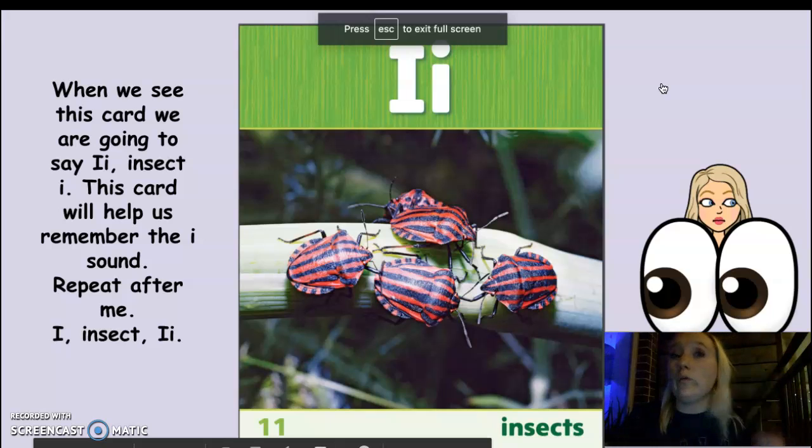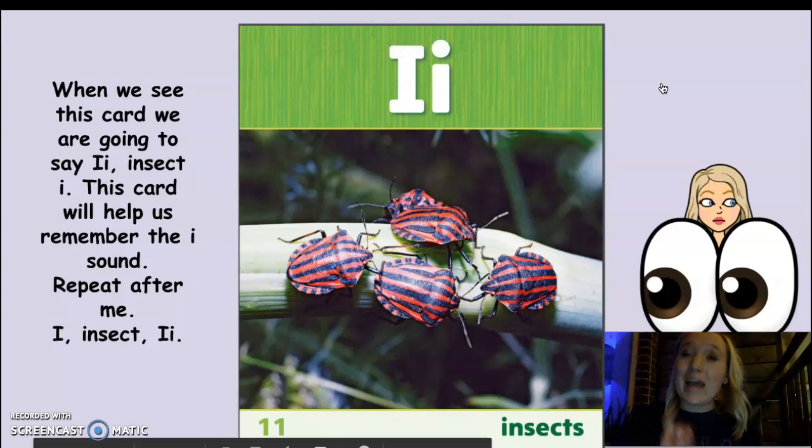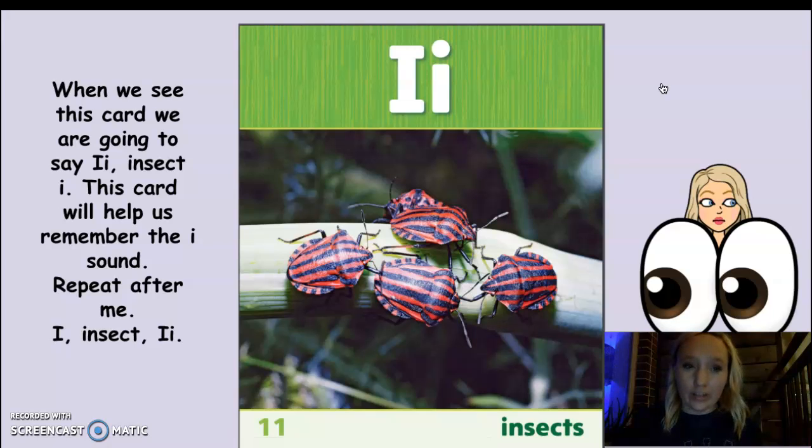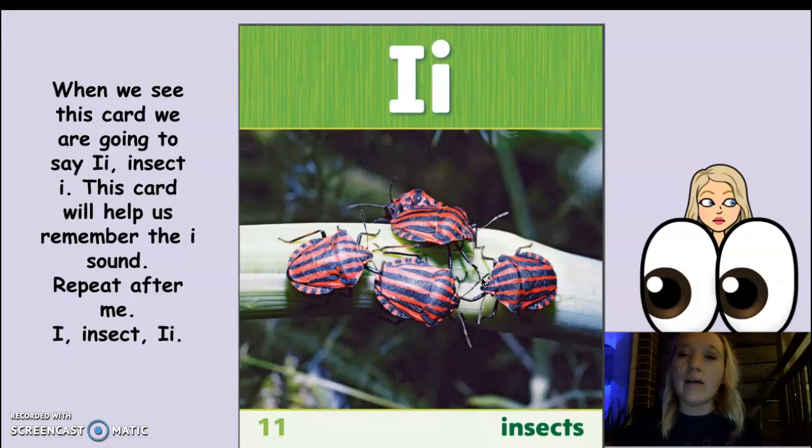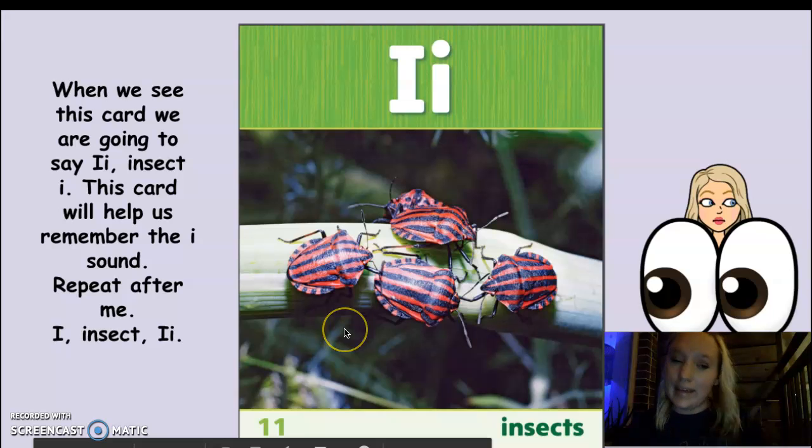Now, we will be reviewing the short I sound. Here is our card that's going to help us remember the sound of the letter I. Every time you see this card, we're going to say I, insect, I. Can you do that with me? Can you say I, insect, I? Very good. Every single time we see this card, this will be our sound spelling card for the letter I. I, insect, I.